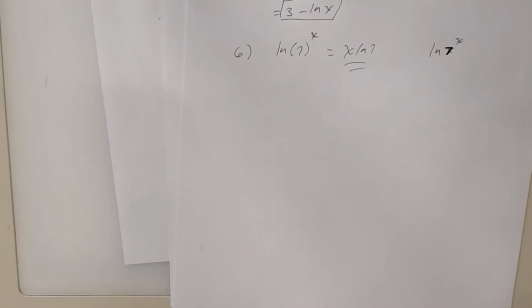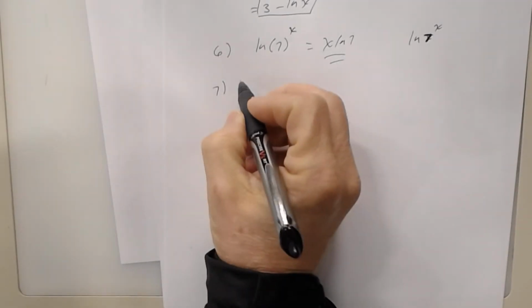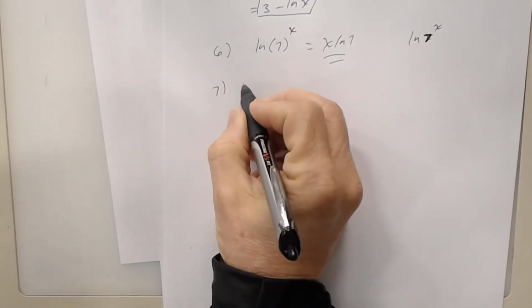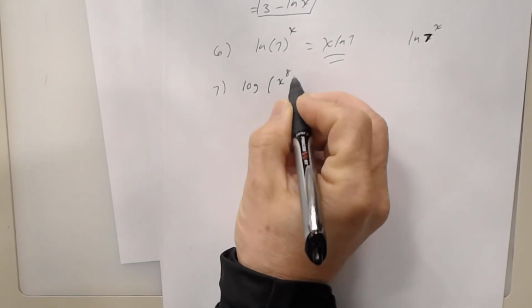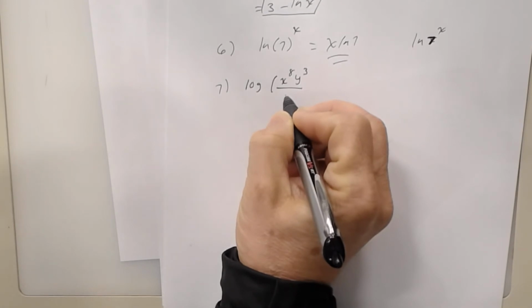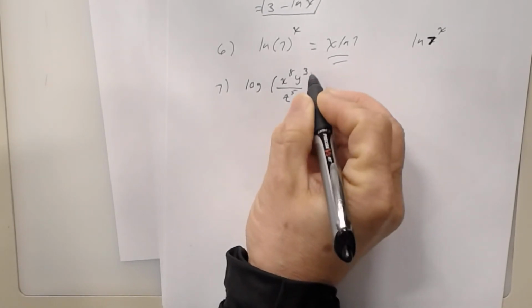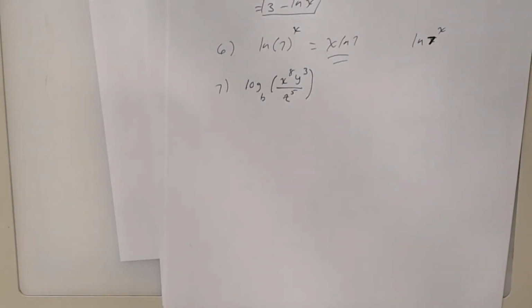All right, number 7. We're going to work on this one together. Log of x to the 8th power, y to the 3rd power, divided by z to the 5th, base b. Don't make it complicated. Quotient rule first.